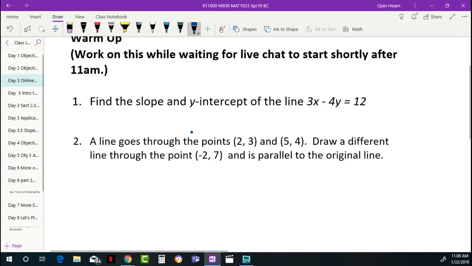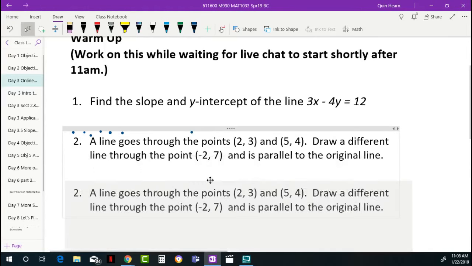So let's see here. Whoop. My pen is making dots all over the place. All right, here we go.